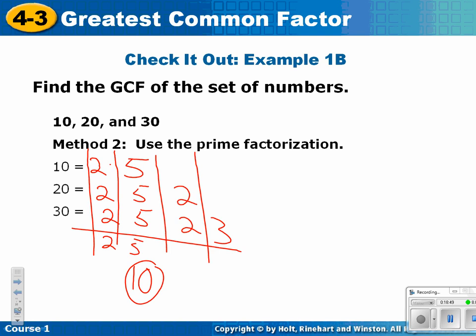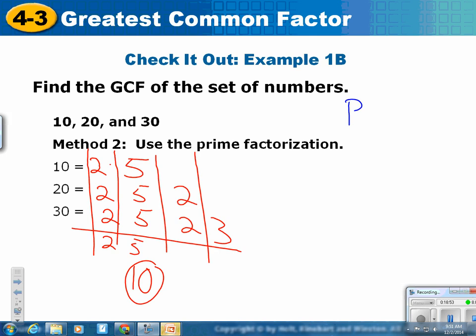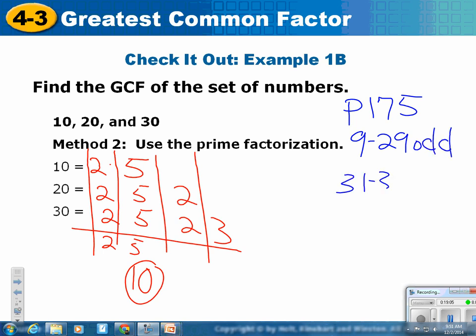Good. On your homework assignment of page 175, 9 to 29 odd, and 31 to 37 odd. Please, everybody pay attention. I told you, there's your answer right there. Hey, everybody listen very carefully.